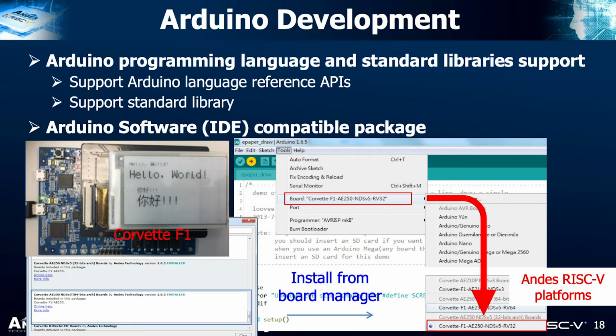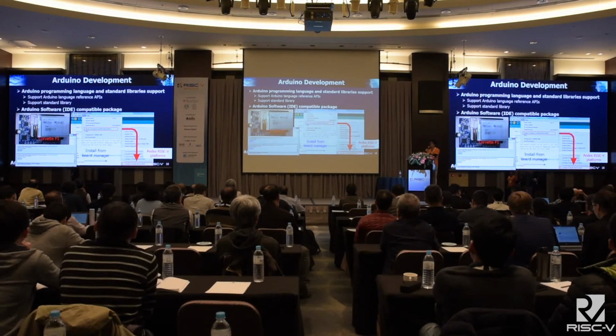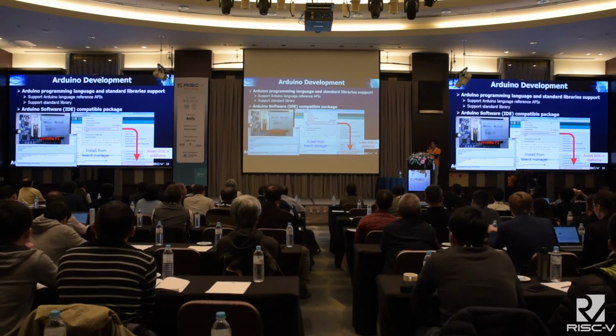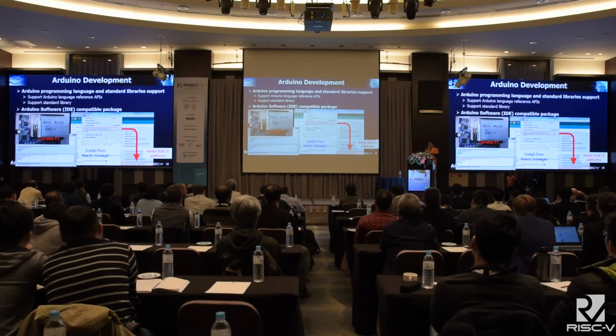We have an Arduino compatible board called Corvette F1. And as you can see, this Corvette F1 has a shield on it. It's an e-paper shield. And you can use the standard Arduino IDE through the board manager to install our packages, so that you could find Corvette F1 in the supported board list. And then you could build and run all the Arduino compatible projects on our Corvette F1.